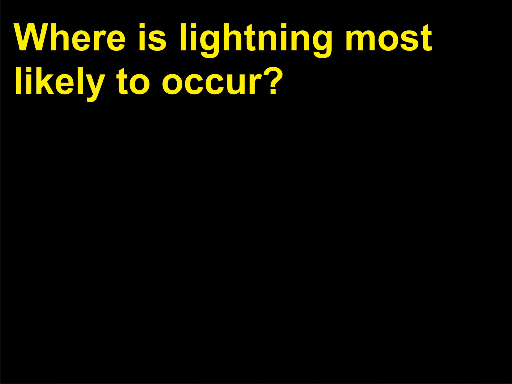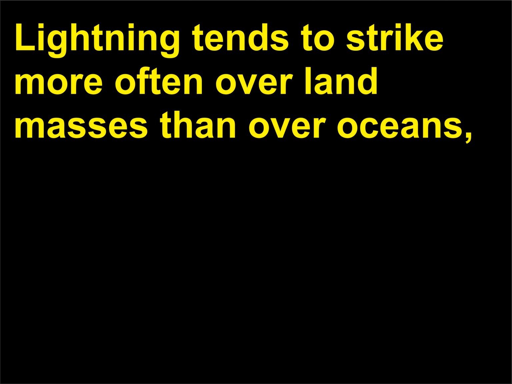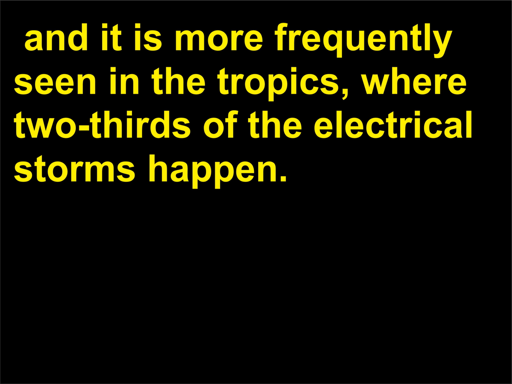Where is lightning most likely to occur? Lightning tends to strike more often over land masses than over oceans. And it is more frequently seen in the tropics, where 2/3 of the electrical storms happen.